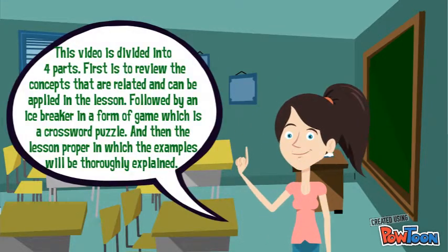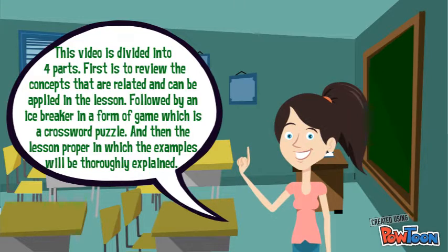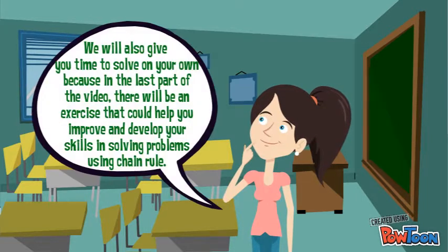This video is divided into 4 parts. First is to review the concepts that are related and can be applied in the lesson, followed by an icebreaker in the form of a game, which is a crossword puzzle, and then the lesson proper in which the examples will be thoroughly explained. We will also give you time to solve on your own because in the last part of the video, there will be an exercise that could help you improve and develop your skills in solving problems using chain rule.